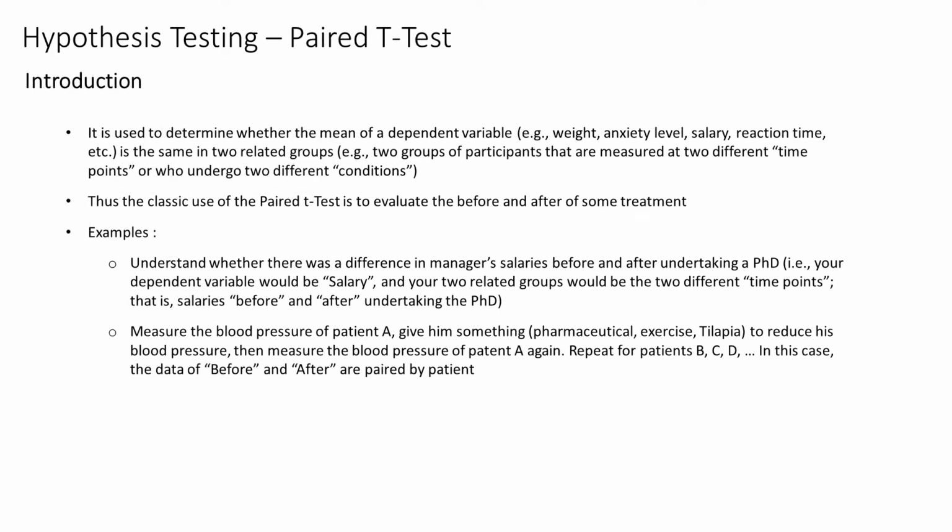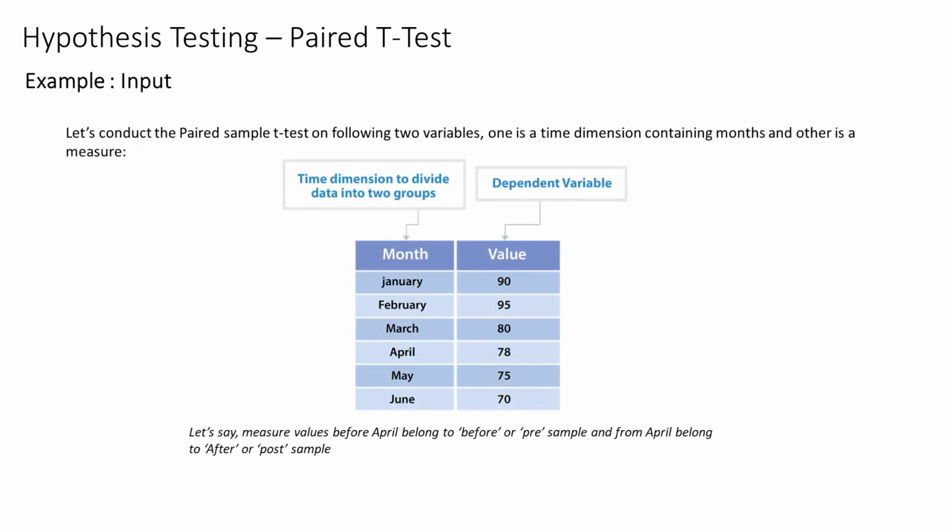The last hypothesis testing technique we will review is the paired sample t-test. This technique is used to determine whether the mean of a dependent variable, e.g. weight, anxiety level, salary, reaction time, is the same in 2 related groups. For example, one might consider 2 groups of participants that are measured at 2 different time points, or 2 groups that are subjected to 2 different conditions.